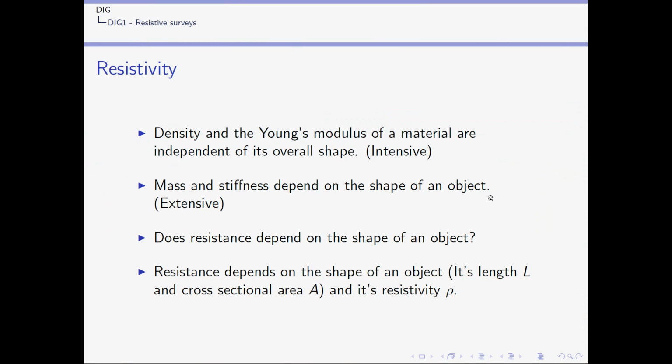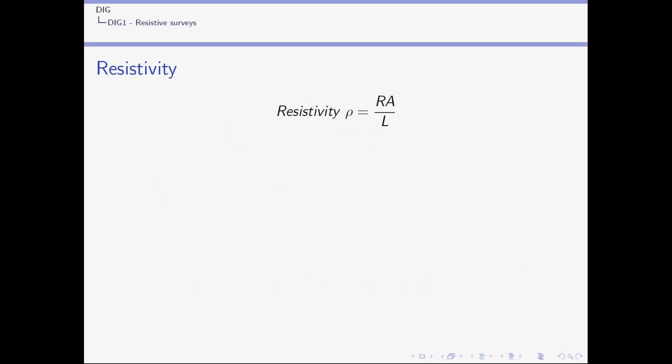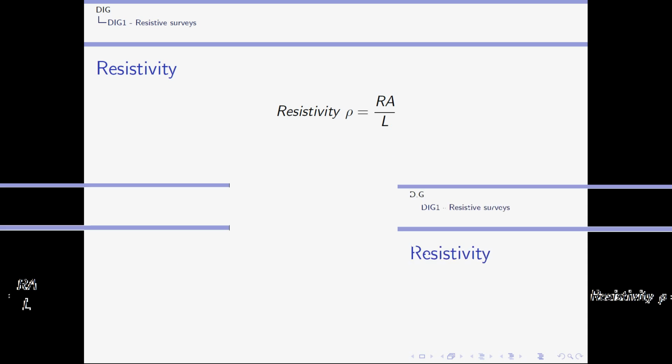So just like when we were talking about stiffness, we said, can we come up with some sort of intensive version that is the Young's modulus, and that's what resistivity is. So resistivity is an intensive property of a material, which is a way of describing its resistance. And the equation we use to work it out is this one. So rho, the resistivity, is RA over L.